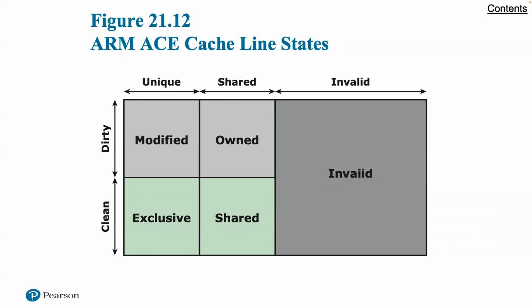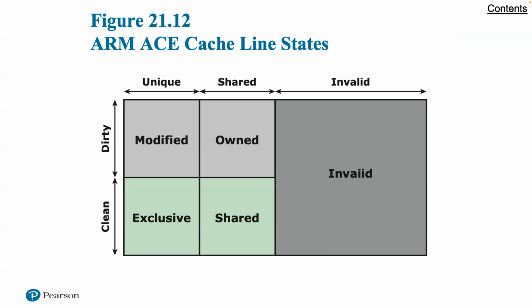And the line is either clean or dirty, generally meaning either memory contains the latest, most up-to-date data and the cache line is merely a copy of memory. Or if it is dirty, then the cache line is the latest, most up-to-date data, and it must be written back to memory at some stage.